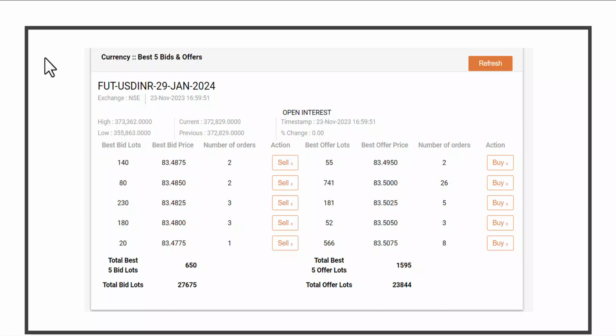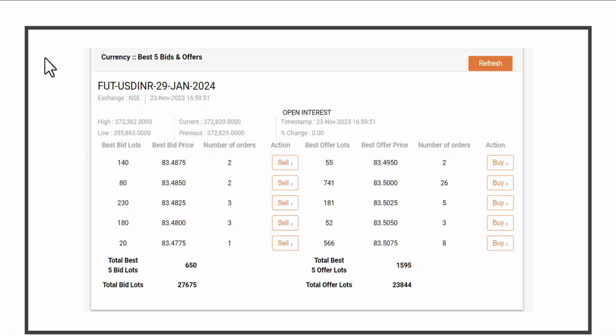So either a new person will come and accept, or the seller has to bring the price down, or the buyer has to modify his order so that he matches the seller who is able to sell at 83.49. The moment I modify my order at 83.49, my order will get executed. Then it will be 83.49, 83.50, 83.5050, 83.5075.